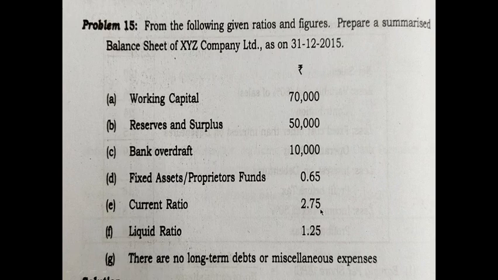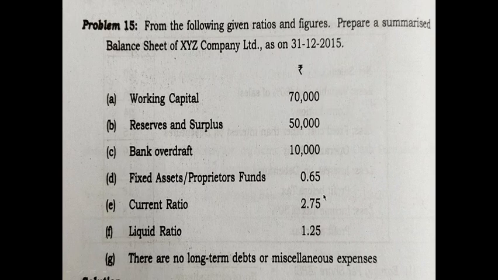Next one, current ratio is 2.75, liquid ratio is 1.25. Here in this question, only this working capital can be linked to current ratio. There is no other item that can be linked. Here reserves and surplus, we can't link with any of these ratios. Bank overdraft, we are helpless. The only thing we can link is working capital with current ratio.